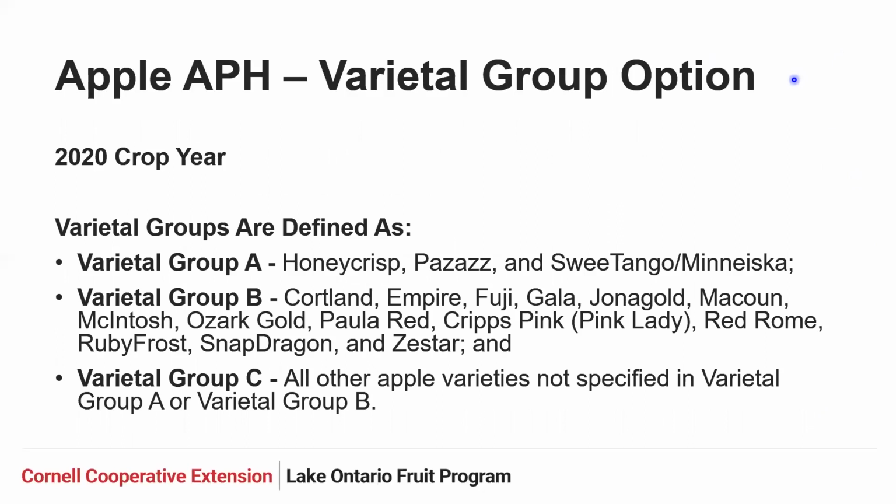Apple APH varietal group option. For the 2020 crop year, there are 3 variety groups. Varietal group A has very high value varieties with a high price election. The varieties are Honeycrisp, Pizzazz, and Sweet Tango Minneiska. Varietal group B has a long list of higher value varieties. And varietal group C contains all other apple varieties not specified in varietal group A or varietal group B. Varieties may be added, removed, or moved from one group to another by the RMA from one year to the next.